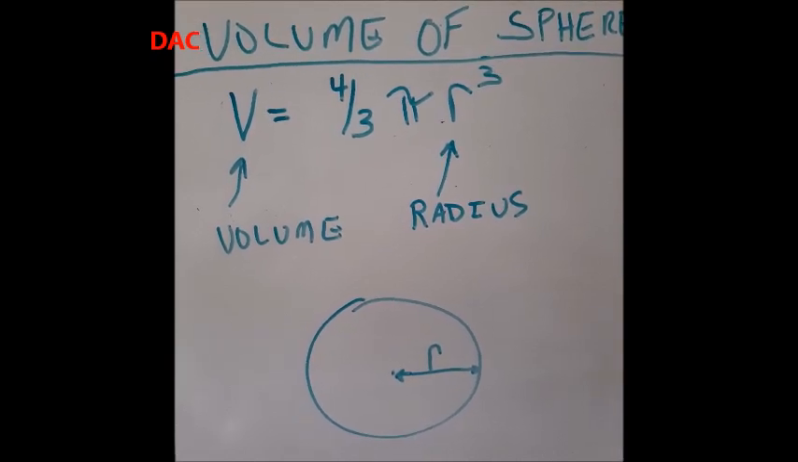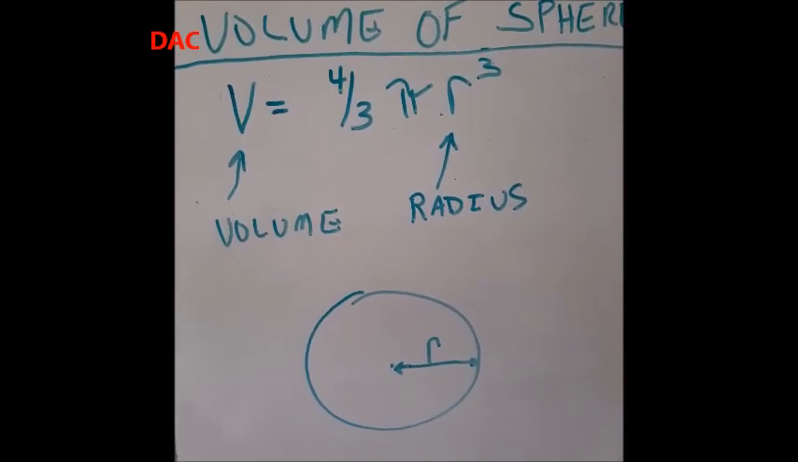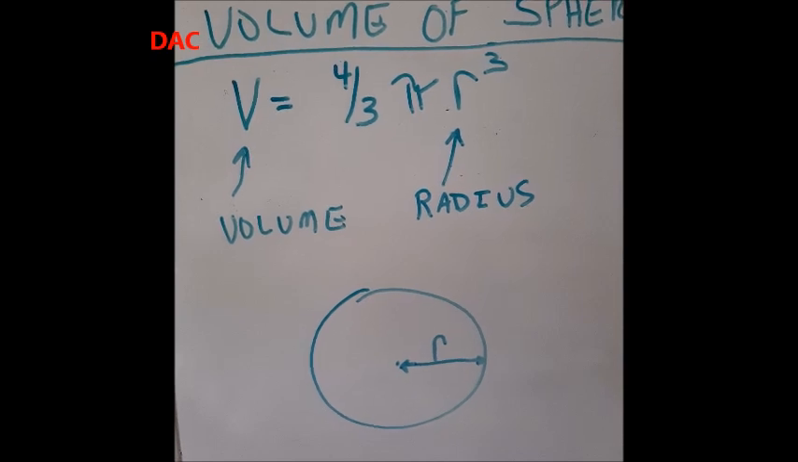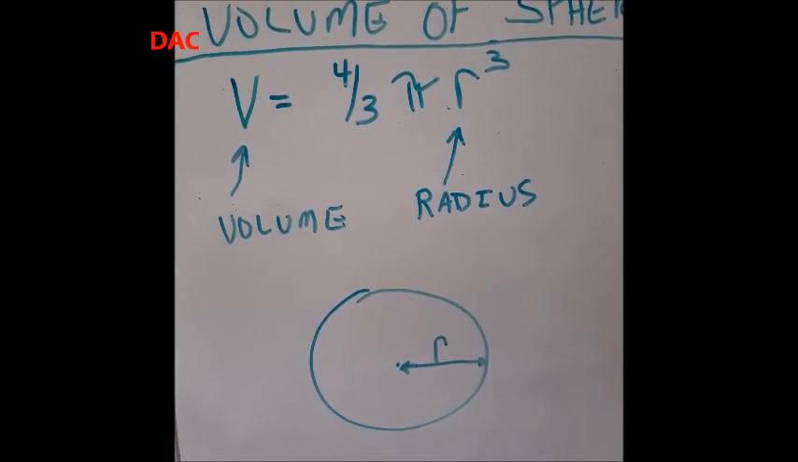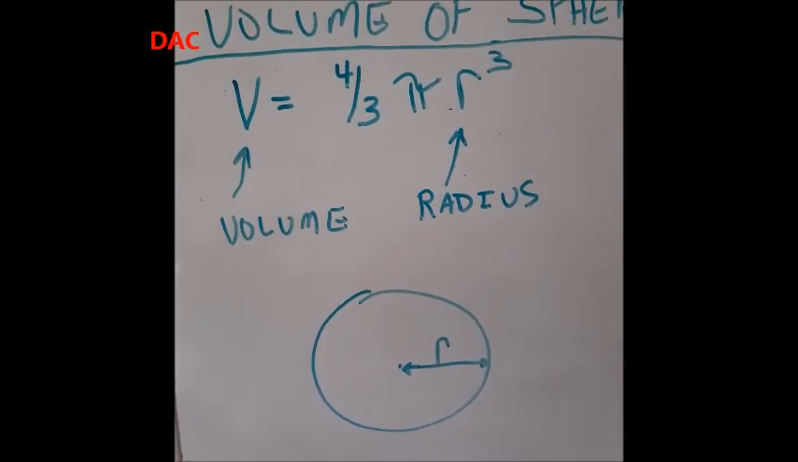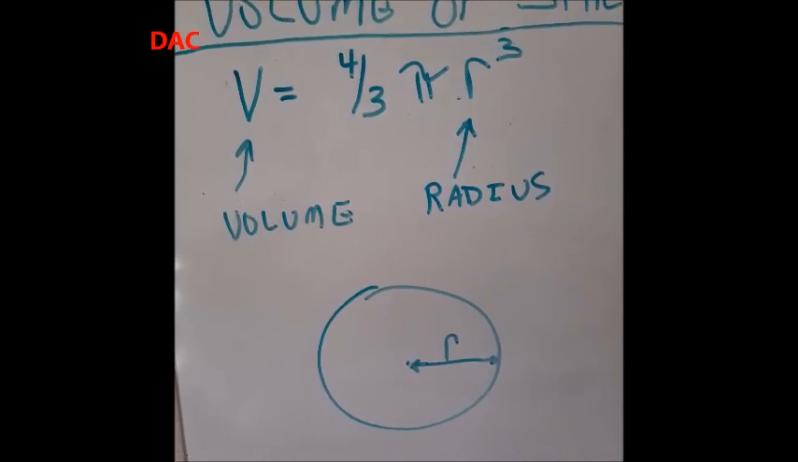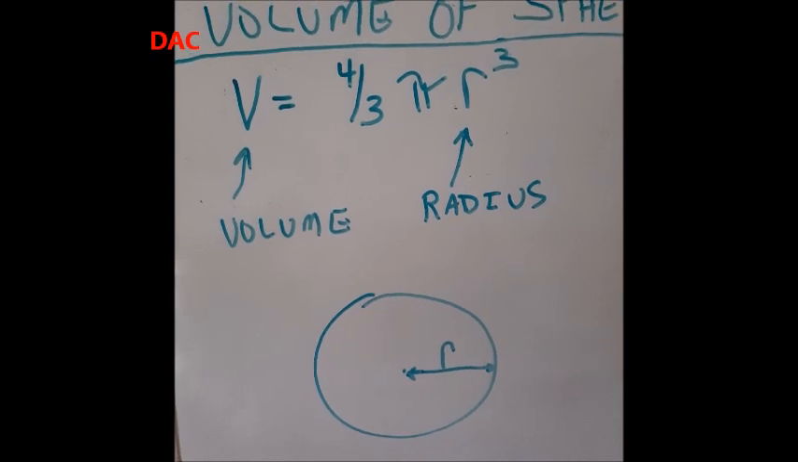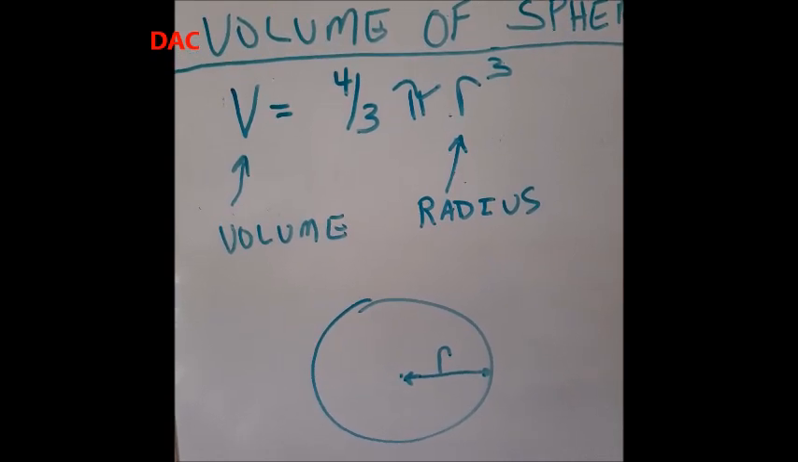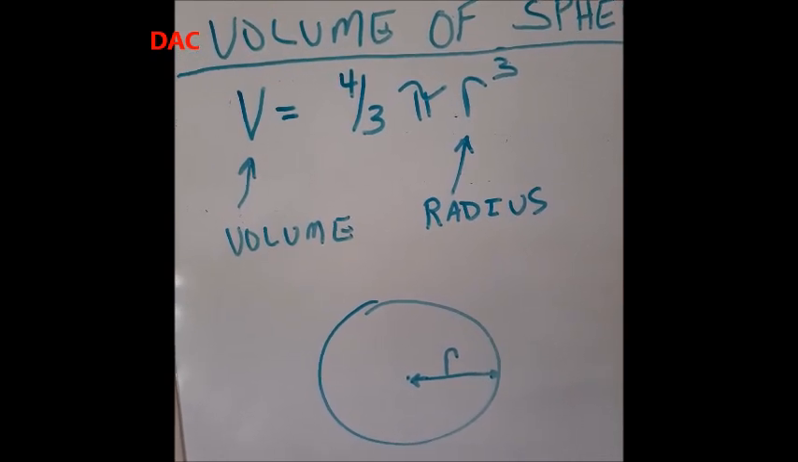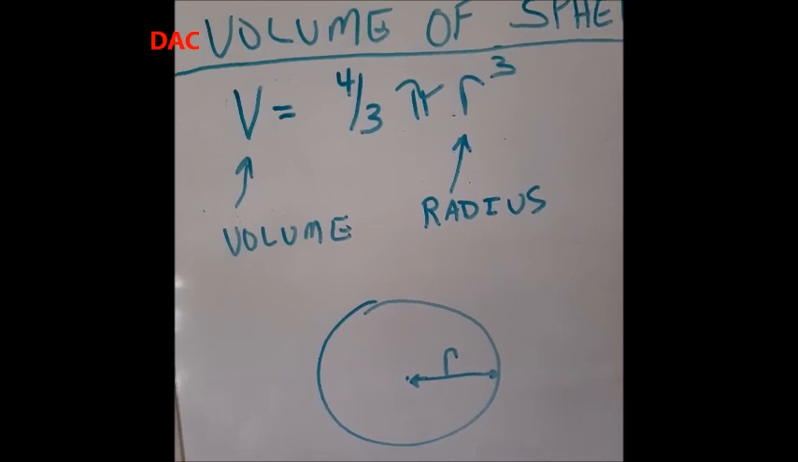This is the volume of a sphere. V equals volume, and the important thing is the radius, which you see here is r cubed. So with that r cubed, you're multiplying r times itself 3 times. That is the determining factor of how the effects of a nuclear weapon are distributed in a sphere.